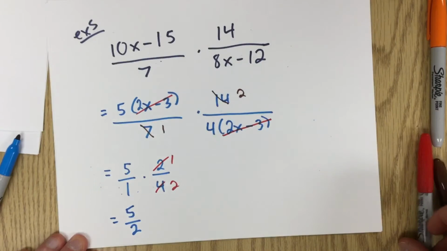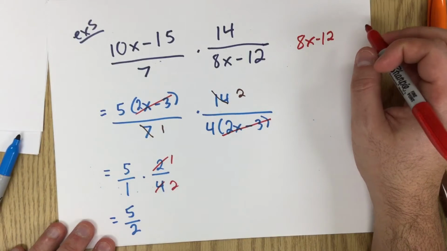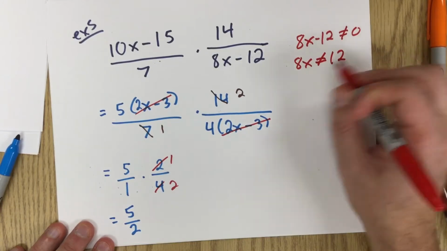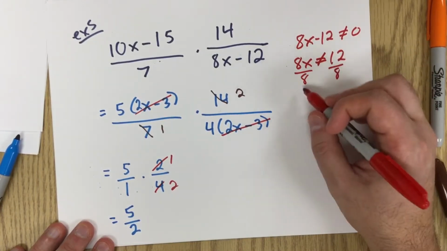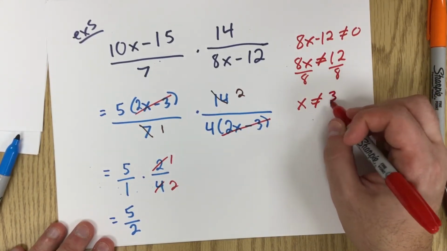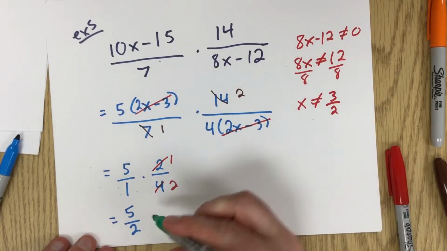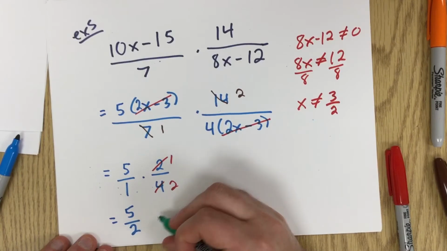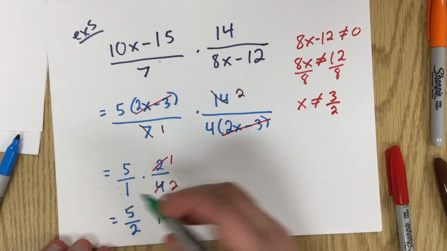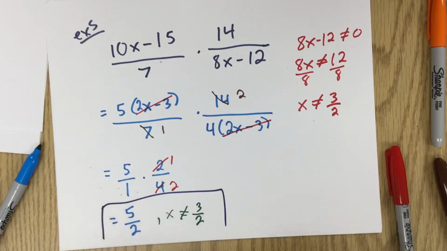So the restrictions are going to be that this one over here, 8x minus 12, cannot be 0. So 8x cannot be 12. Divide both sides by 8. x cannot be 12 over 8, which is the same thing as 3 over 2. So what we have then is this reduces to this with the restriction that x is not equal to 3/2. And that's the answer to 5.